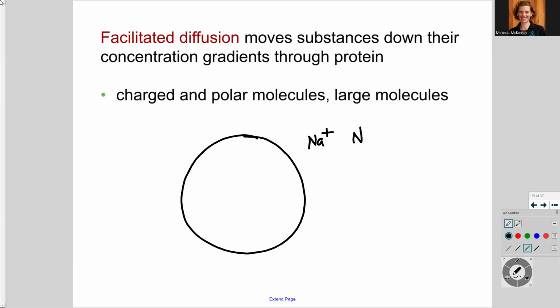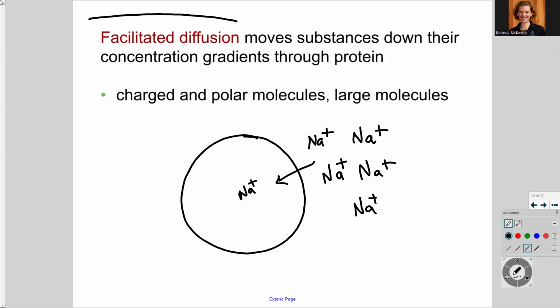Let me do an ion here. So I've got sodium ions out here. Got a whole bunch of these. It's only going to move them from an area of high concentration. Say there's only one in here. It's only going to move them in here, this direction. And because it's facilitated, diffusion is going to require a protein. So it can't go straight through. It's going to require protein transport, right? Protein transport.